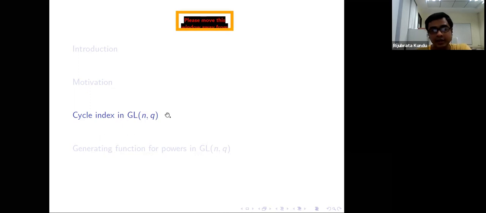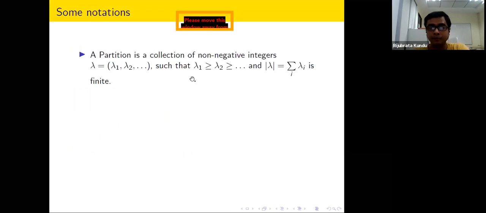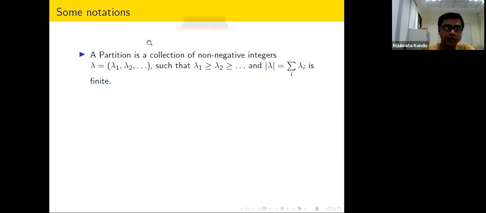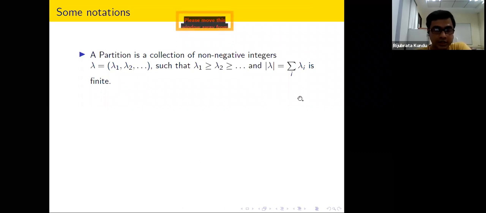The cycle index was defined for S_n by Polya to study some conjugacy class functions, some enumeration problems over partitions. It would have been good if we had defined this cycle index for S_n, but for time constraints, I will not do that. So I'll just quickly define a cycle index in GL_n(F_q). What exactly is that tool? We need some notations for that, and these notations we will use for the rest of our talk.